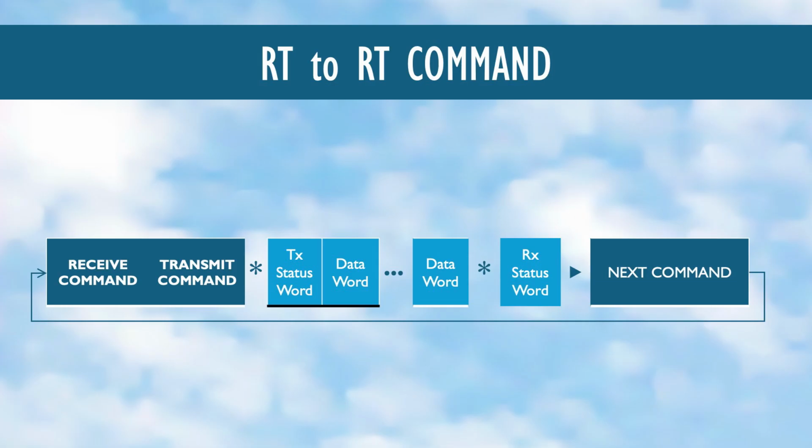An RT to RT command begins with the bus controller sending 2 command words. The first instructs an RT to prepare to receive data, and the second instructs a different RT to transmit data. The transmitter then transmits a status word, followed by the requested data. Finally, the receiving RT transmits a status word, indicating successful reception of the command and data.